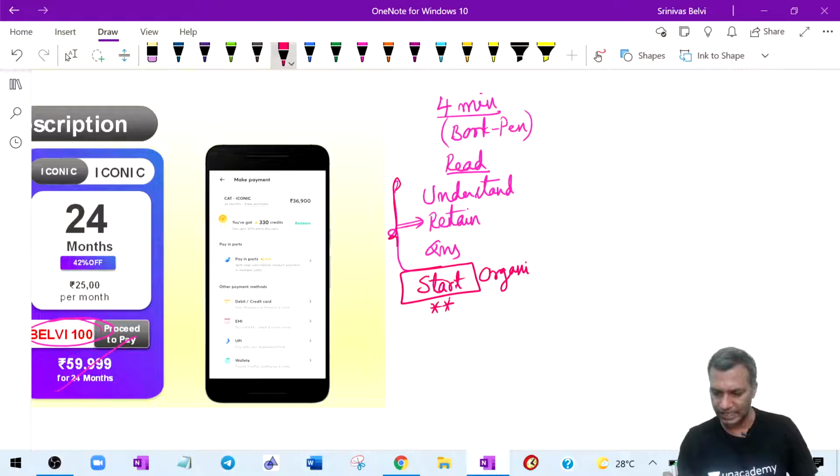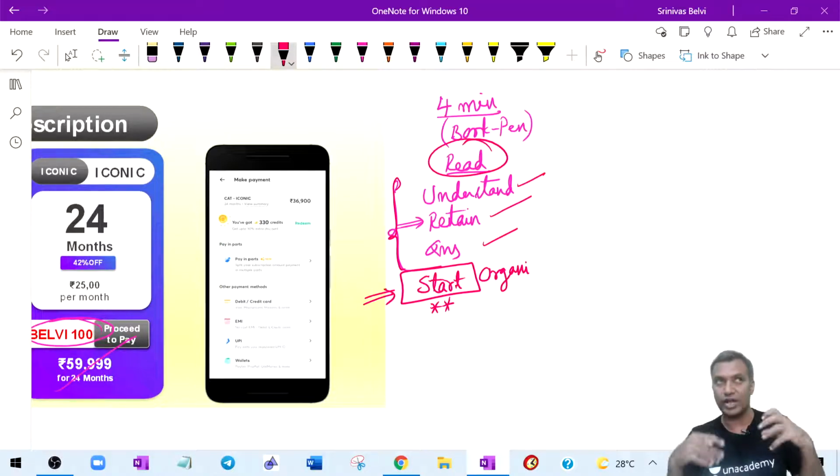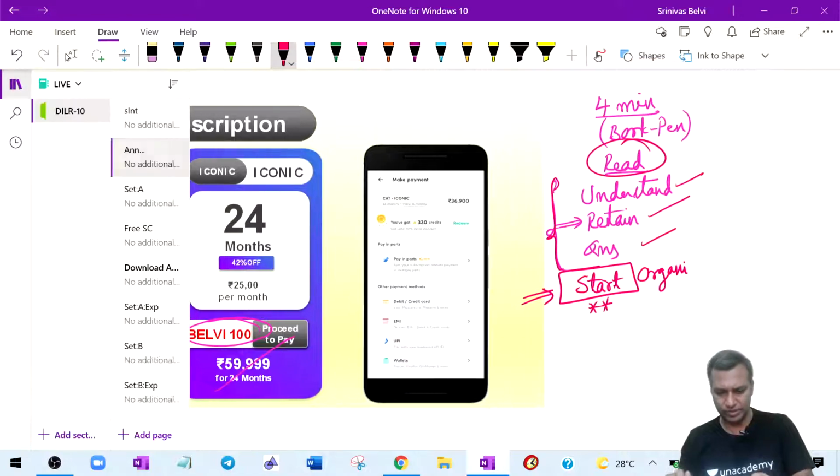Once you go through the reading part of it, you read with three objectives. These are the three things. The objective of this entire reading is to understand how I should unlock this entire puzzle, this entire concept which is given out here. Fair enough. So let's start on this particular note. Let's get started. 4 minutes of your time.